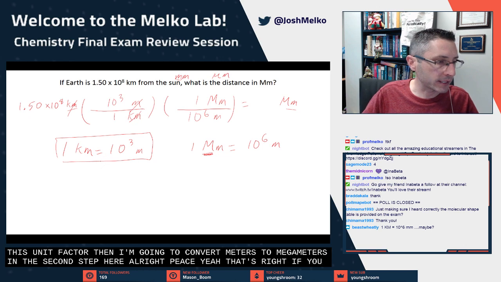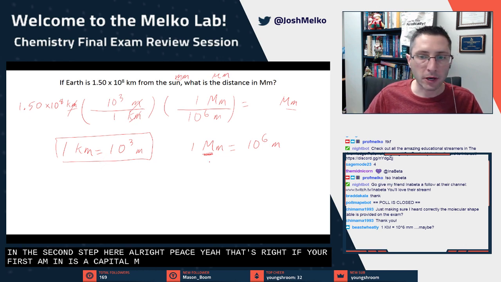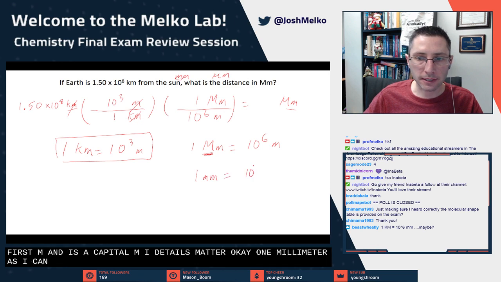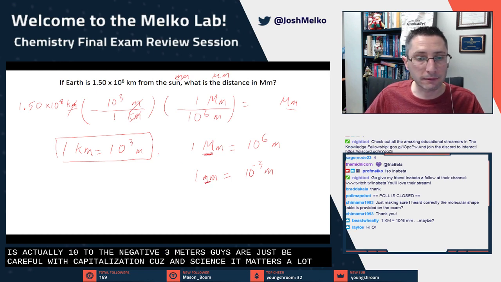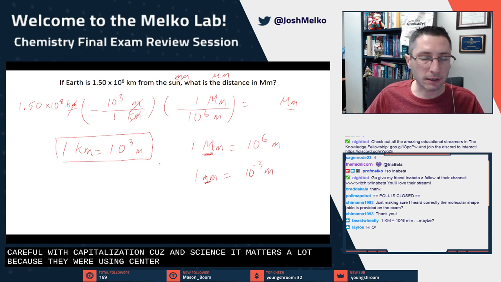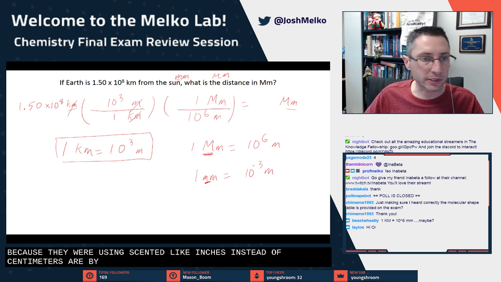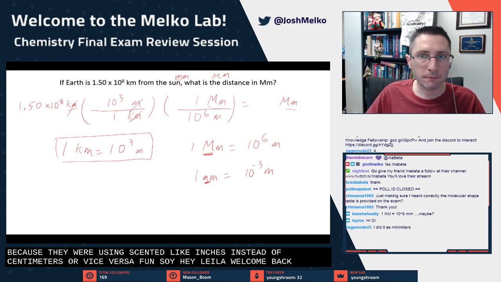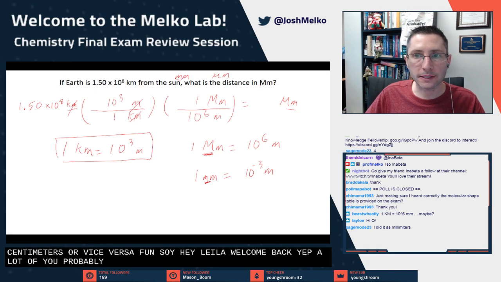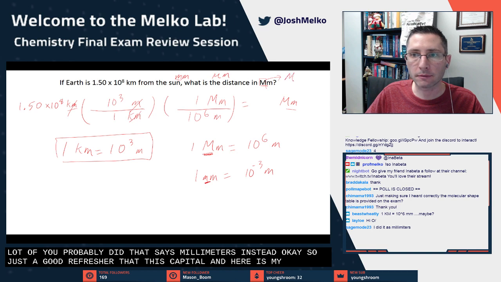Beast, yeah, that's right, if your first M is capital M, right? Details matter. 1 millimeter is actually 10 to the negative 3 meters. So just be careful with capitalization, because in science it matters. Units matter a lot, right? NASA has crashed satellites before because they were using inches instead of centimeters, or vice versa. Fun story. Hey, Laylo, welcome back. Yep, a lot of you probably did this as millimeters instead. So just a good refresher that this capital M here is mega.